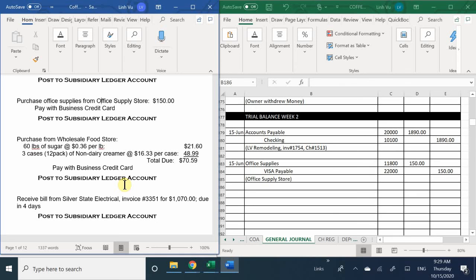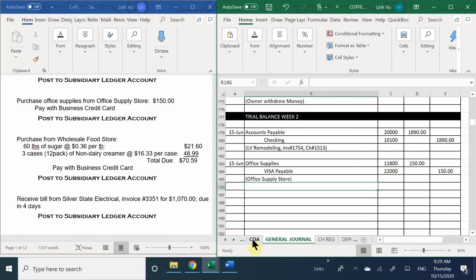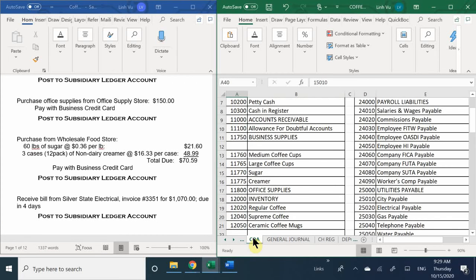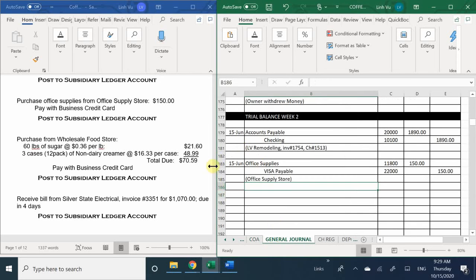So how do I journalize this? What did I buy? Sugar. Yes, we bought. And let's go check out our chart of accounts. Do I have an account for creamer and sugar? Sugar is 11770. Good. Coffee creamer is going to be 11775.